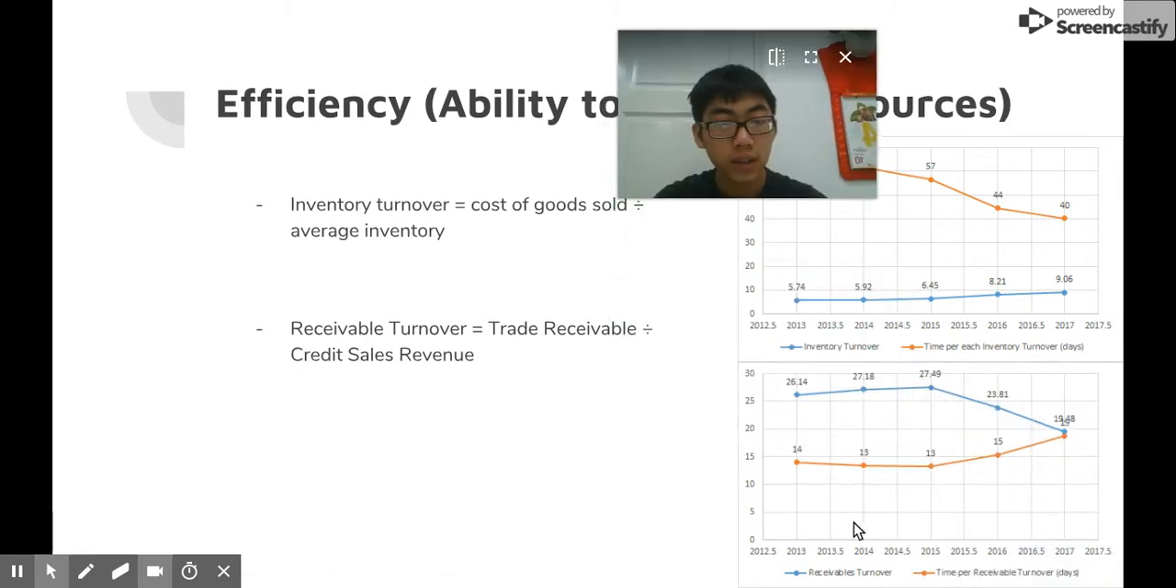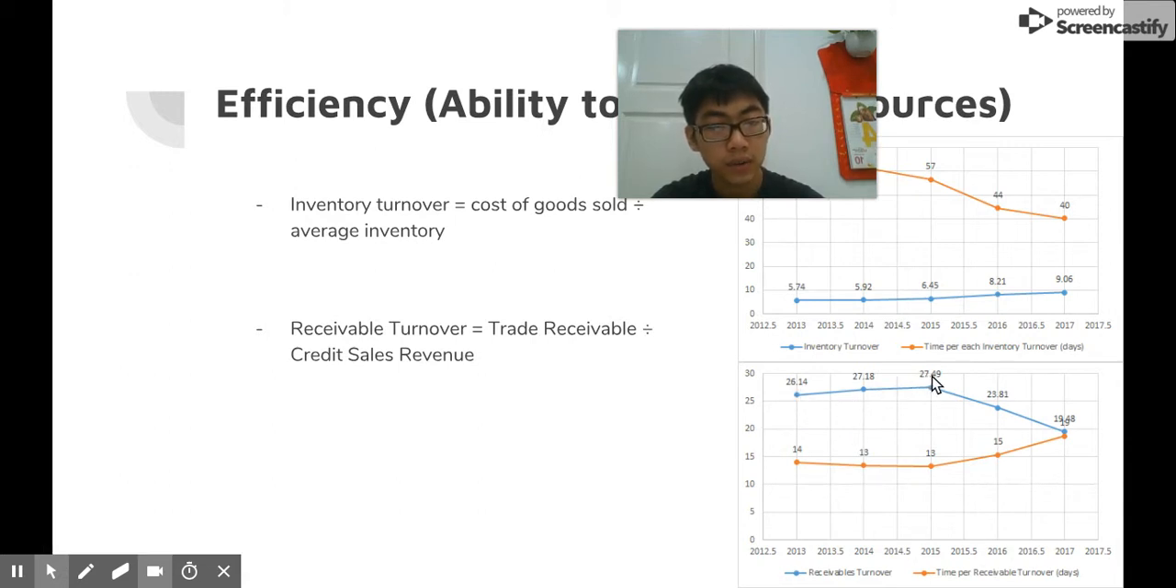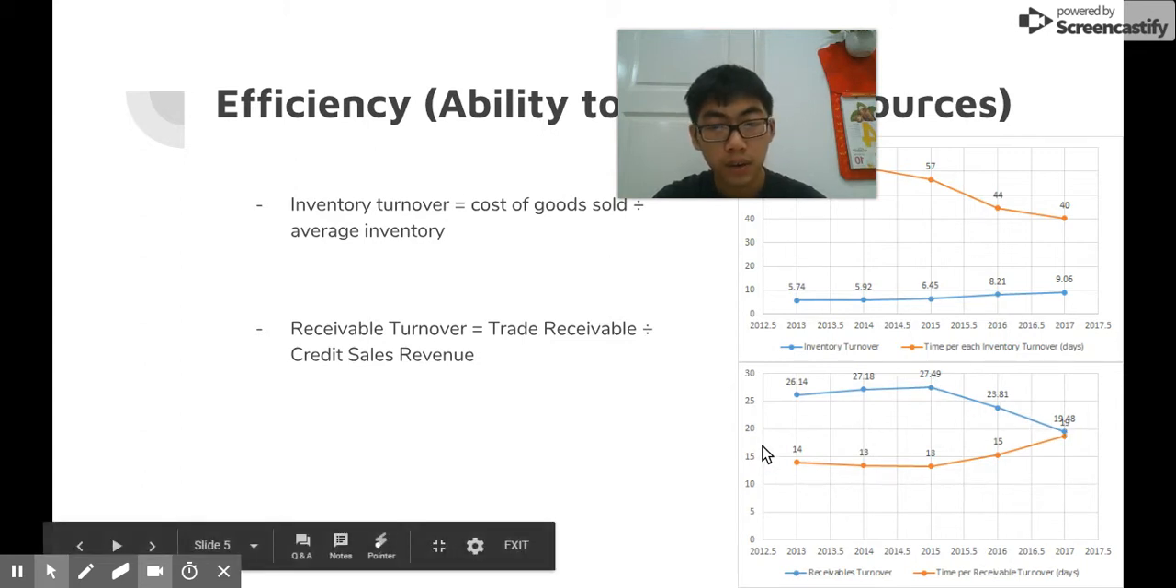Same with receivable turnover. I can see that they slightly increased here, but it's decreasing very sharply here. It's the same with the trend and number of times of turnovers in receivable.